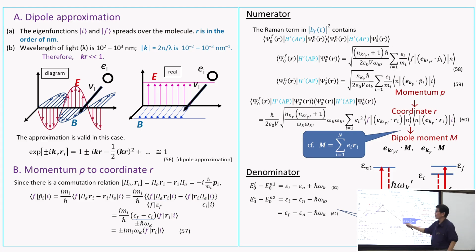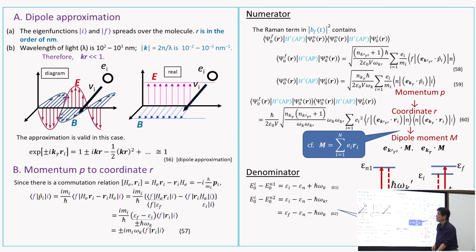For this reason, this consideration results in the relationship that kr should be much smaller than unity. Okay, R is nanometer. K is 10 to the minus 2 to minus 3 nanometer inverse. kr should be much smaller than 1.